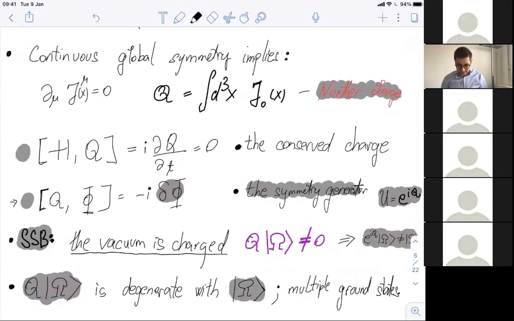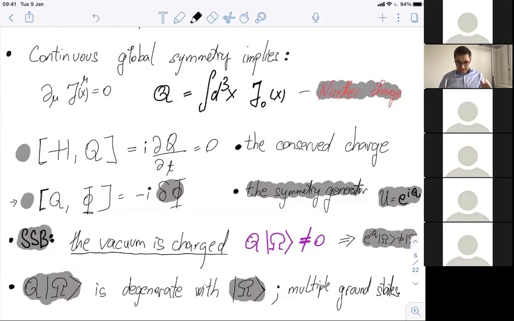That thing, you can show that this is degenerate. It has the same energy as the ground state with the original one, which you started. So there are multiple ground states, and you go from one to another by doing the symmetry transformation.